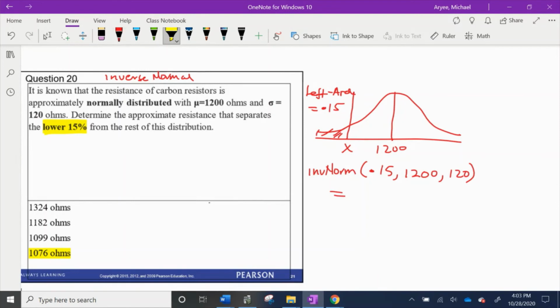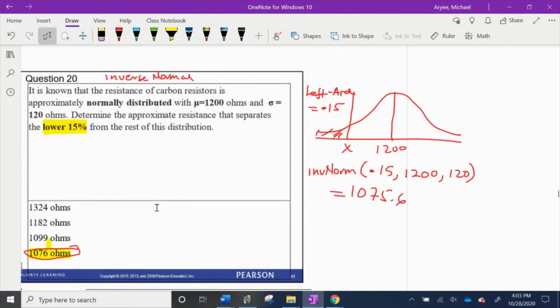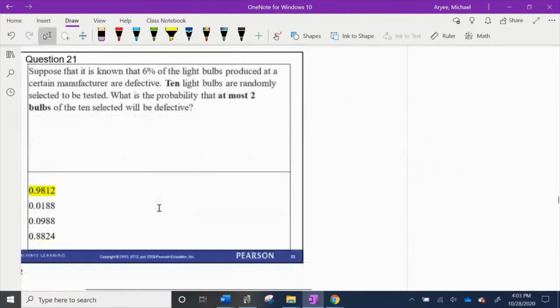Anyone? Anyone here? Yeah, I got 1075.6. Okay, so that is the correct answer. That's good. So this is correct. Now, know how inverse norm questions look, please.